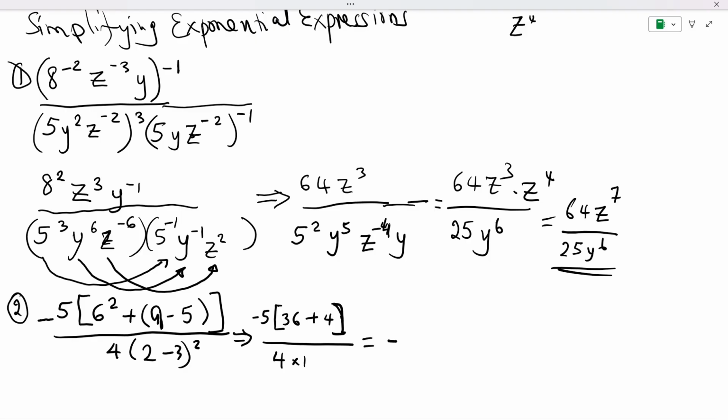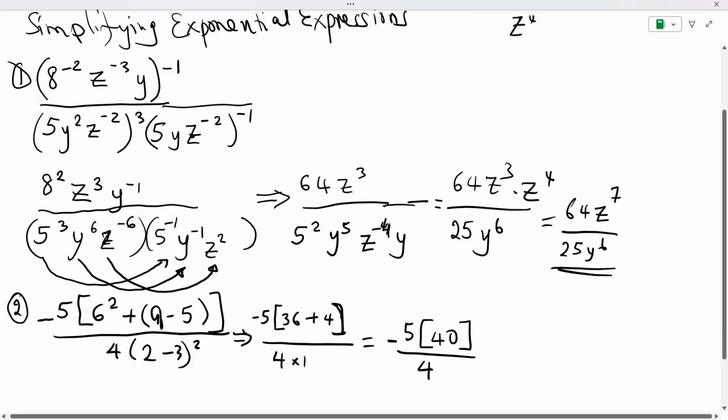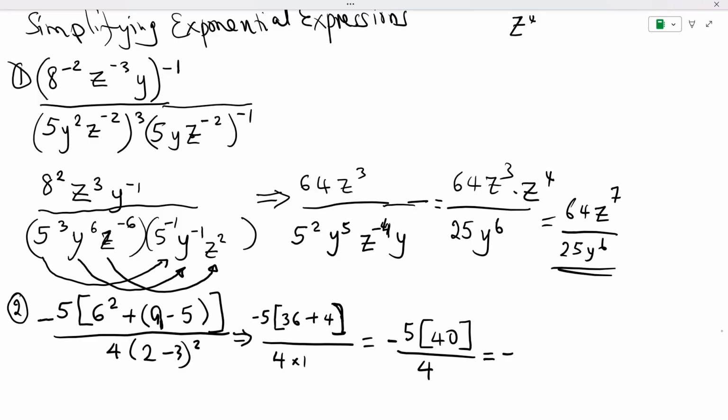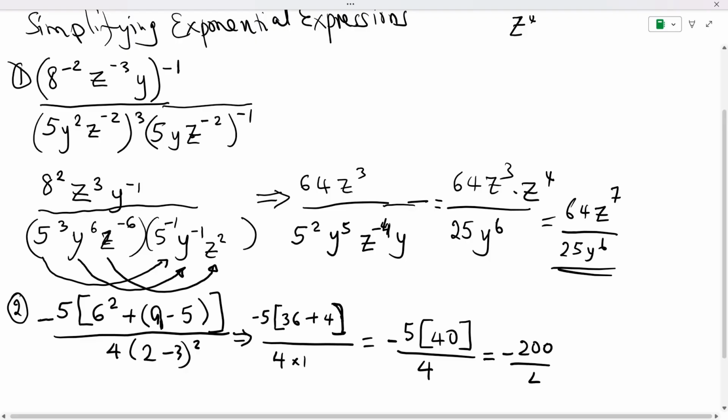So this becomes minus 5 multiplied by 40, and this is all divided by 4. And so this one will give us minus 5 times 40 is 200, and we divide this by 4, and we get minus 50 as our final answer.